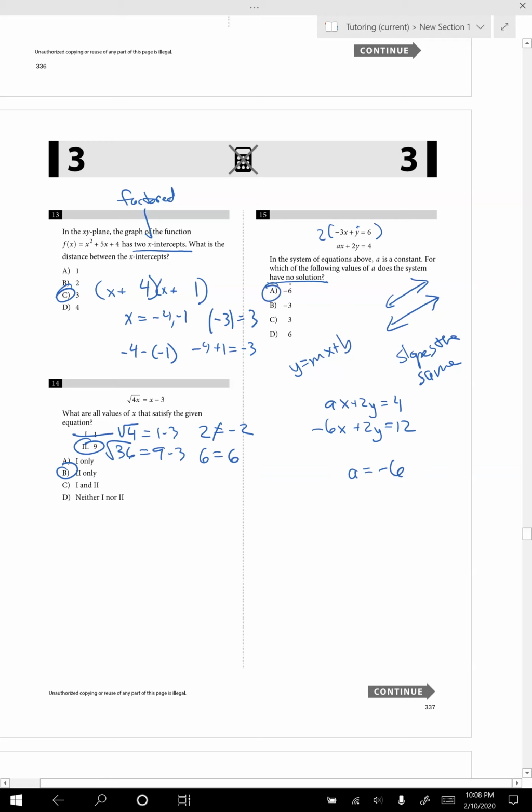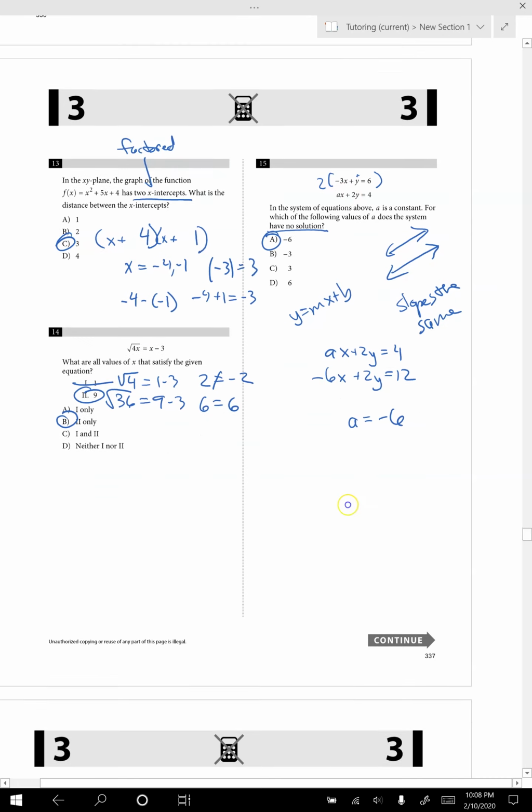Again, no solution means you have parallel lines with the same slope, and instead of setting everything into y equals mx plus b, you can just realize you need your coefficients in front of x and y to match.